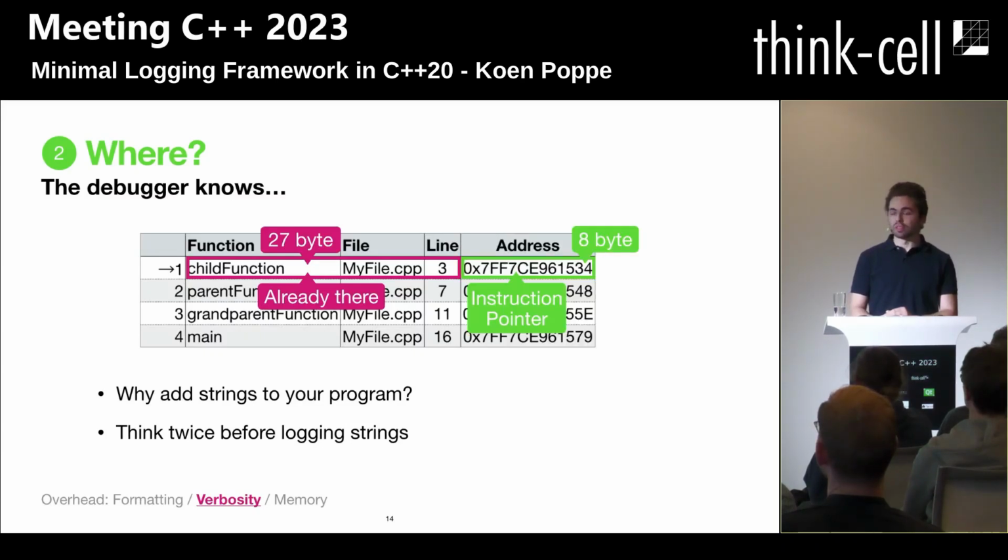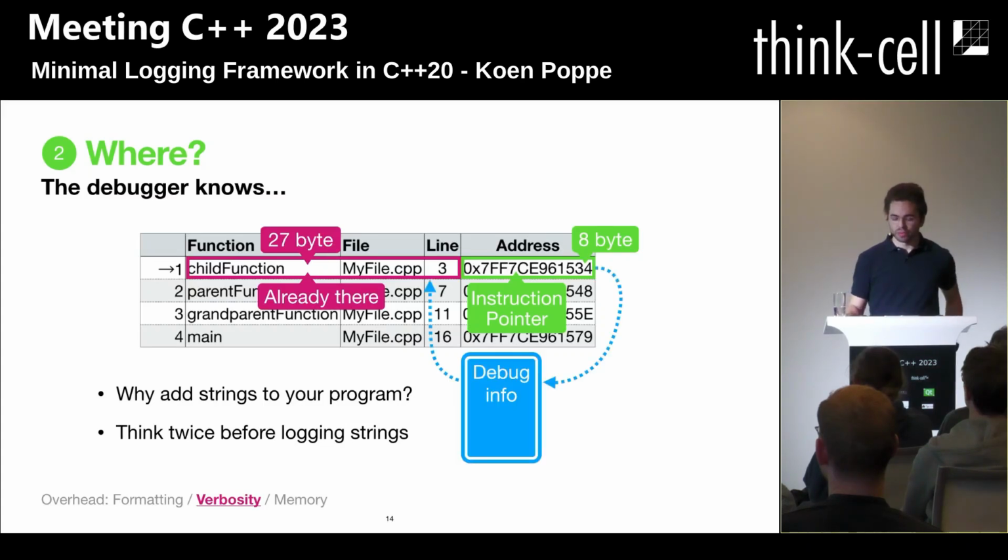So how does the debugger know it? Well, that's because it has access to the address, the instruction pointer, which on 64 bits is of course 8 bytes. And by using the debug information, that is part of a debug build by default, you will be able to resolve this address back to the name of the function, the file, and the line. So all this kind of information is automatically encoded in the debug information.